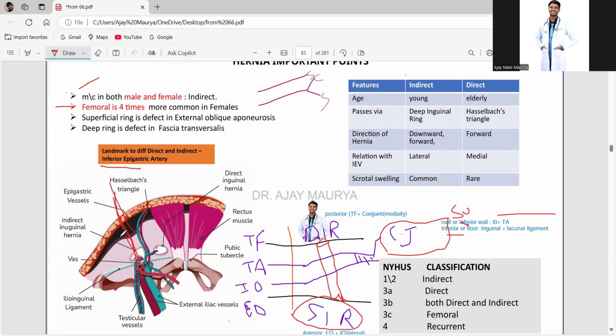Sometimes they are going to ask you which one is called the lateral hernia. This is the indirect hernia. So how do you have to remember?